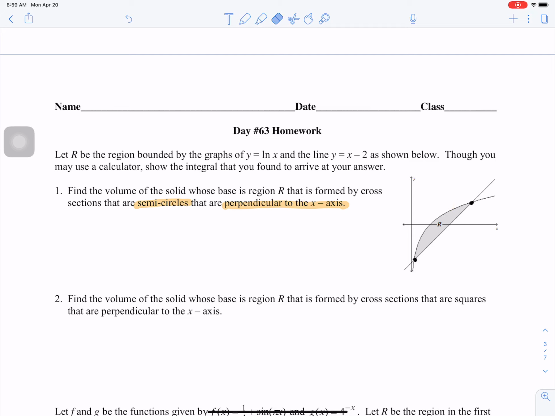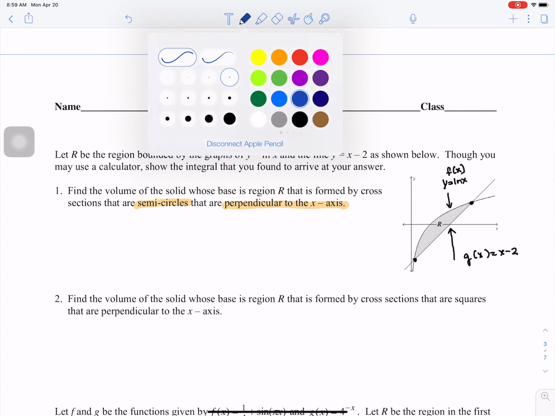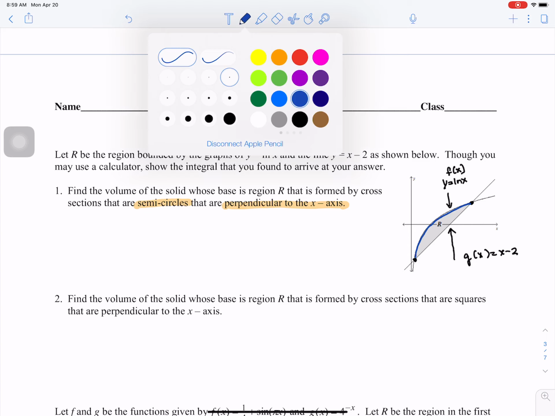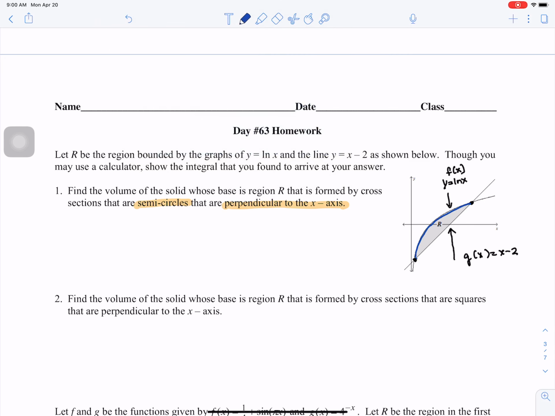Let's write that in. So this is y equals ln x. This is my f of x because it's the function that sits above. My g of x is the linear function, which is x minus 2. This is the function that sits below. So there's f of x, there's g of x, and so there's my base. I'm going to represent that as a vertical line perpendicular to the x-axis. You can see that vertical line I drew in is perpendicular.